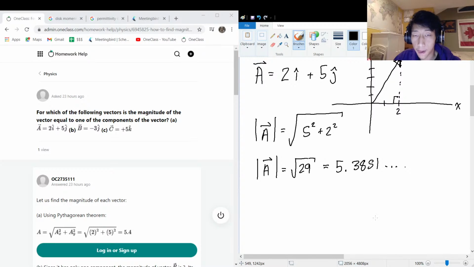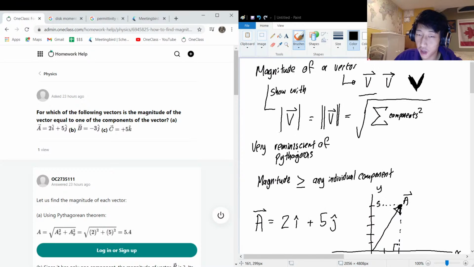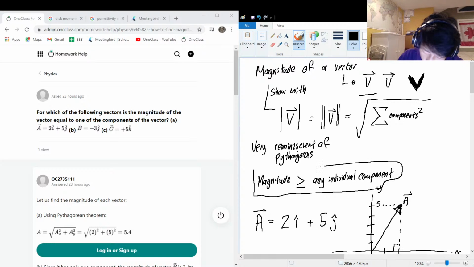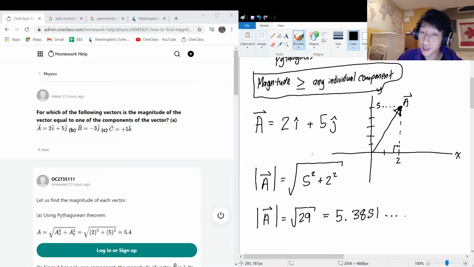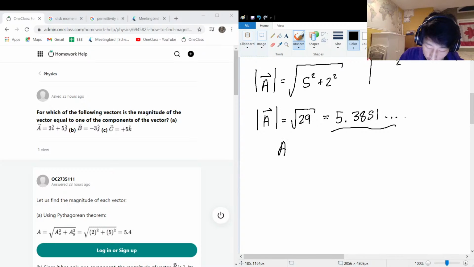Okay, awesome. Now, here's the thing. The question is asking, is the magnitude of the vector equal to one of the components? Well, is one of the components 5.3851? I don't think so. All of those components are smaller than the magnitude, which is pretty true. That is a good key that this rule is certainly applying. Magnitude has to be bigger than or equal to any individual component, and it is. Because the magnitude 5.3851 on and on does not match with any of the components, we can disqualify A. I know we like to say it's A okay, but in this case, A, not okay.